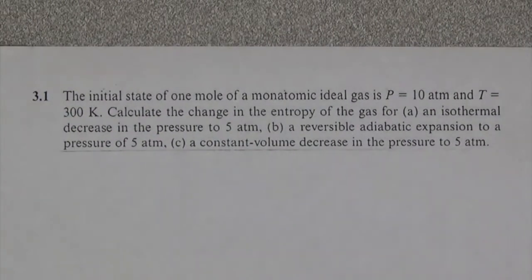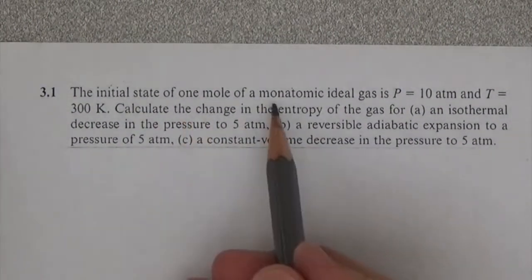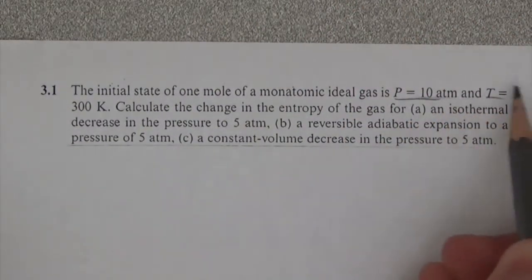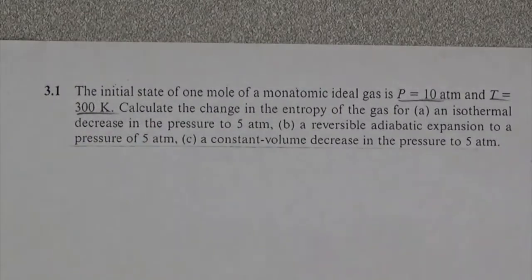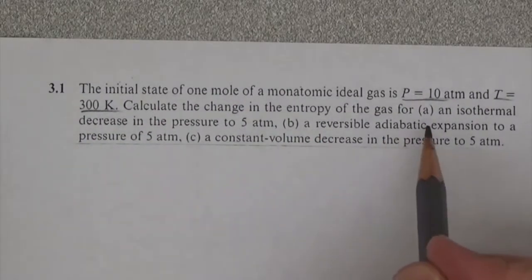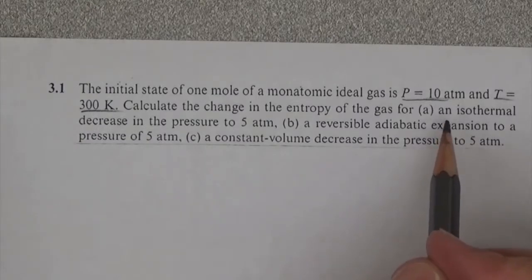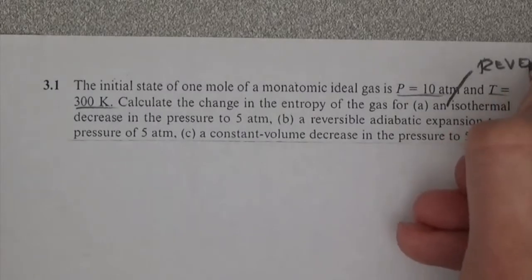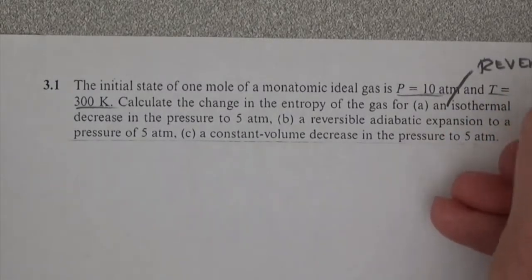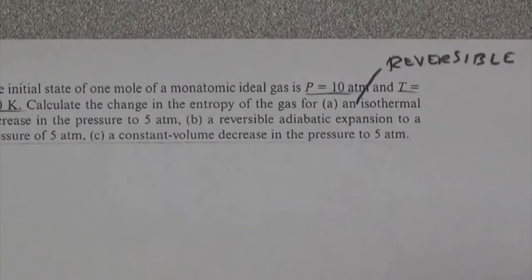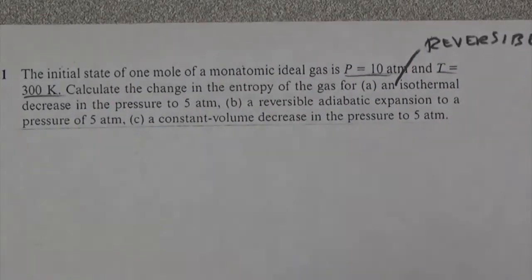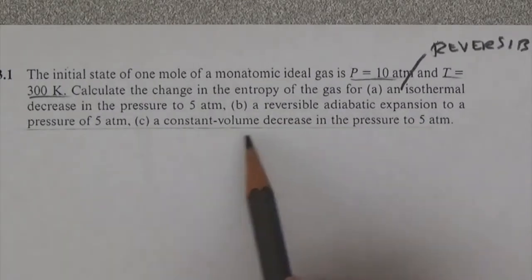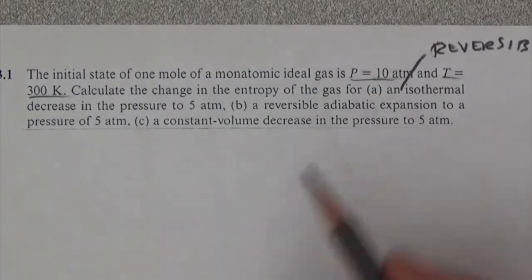So we have an initial state of 1 mole of ideal gas at some constant pressure and temperature. And we want to determine the change in entropy for this gas undergoing a reversible isothermal change in pressure, a reversible adiabatic change in pressure, and a constant volume change in pressure.